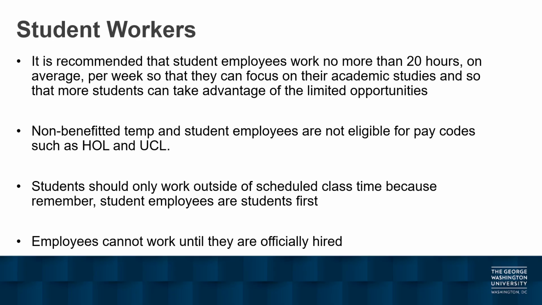Student workers. It is recommended that student employees work no more than 20 hours on average per week so that they can focus on their academic studies and so that more students can take advantage of the limited opportunities. Non-benefited temp and student employees are not eligible for pay codes such as HOL holiday and UCL university closing. Students should only work outside of scheduled class time because remember, student employees are students first, and employees cannot work until they are officially hired.